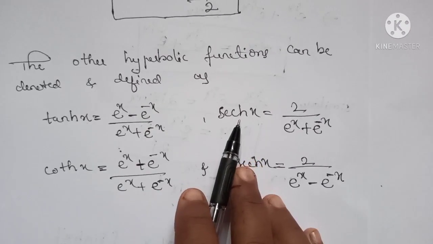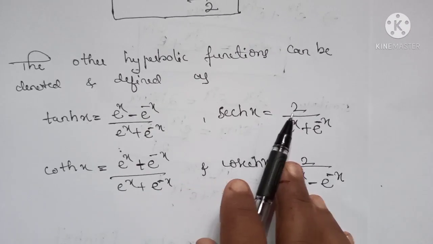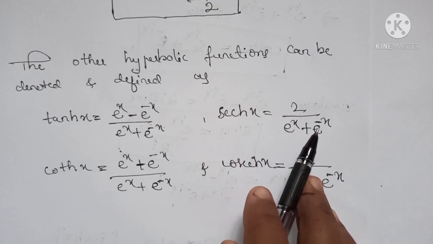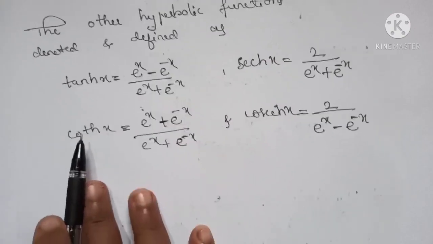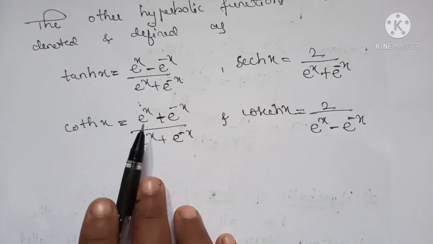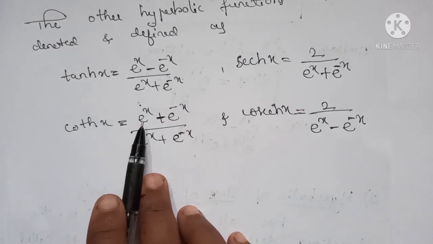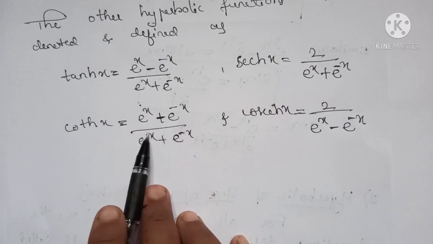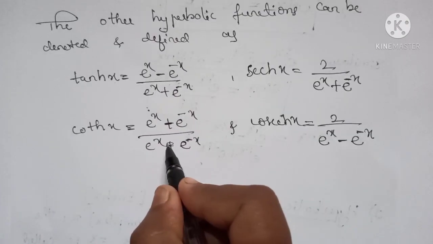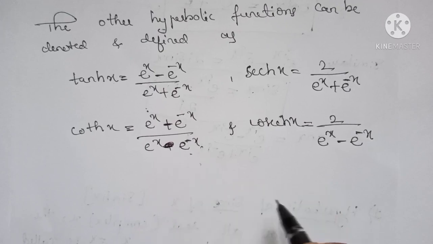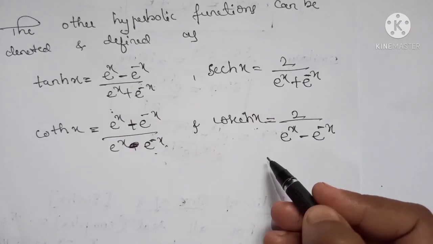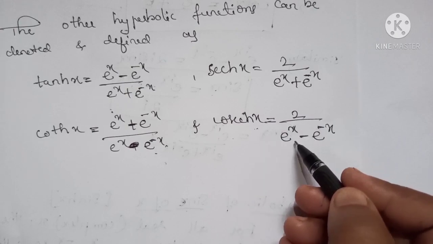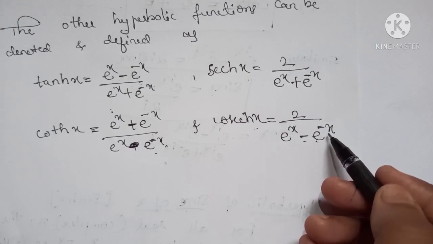So similarly sec hx can be written as 2 divided by e raised to x plus e raised to minus x, that is the reciprocal of cos hx. And cot hx, the reciprocal of tan hx, is given by e raised to x plus e raised to minus x divided by e raised to x minus e raised to minus x. And cosec hx is the reciprocal of sin hx, therefore it equals 2 divided by e raised to x minus e raised to minus x.